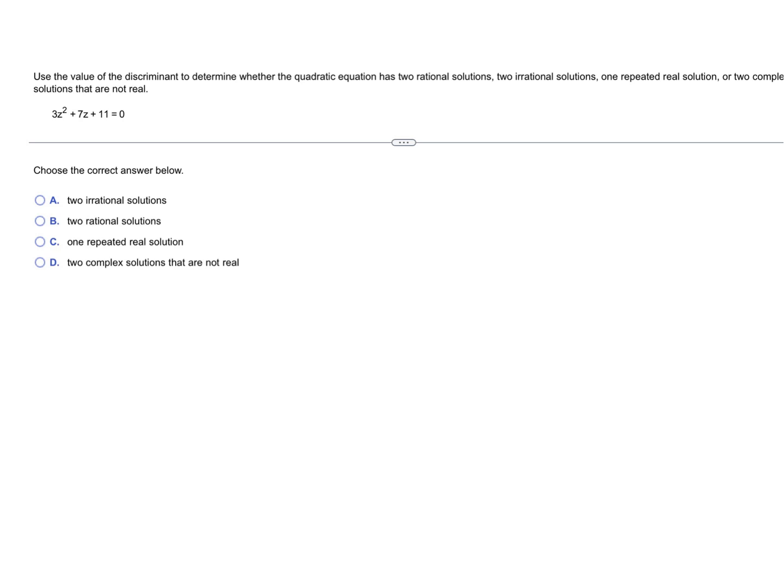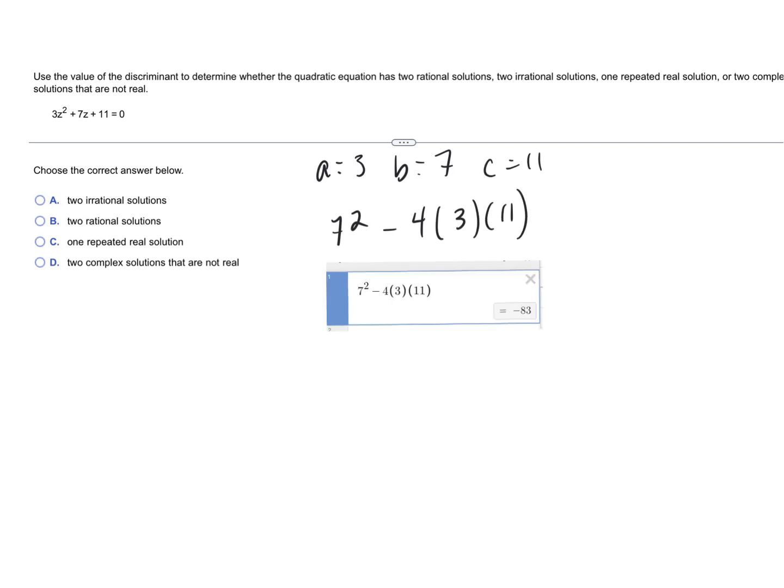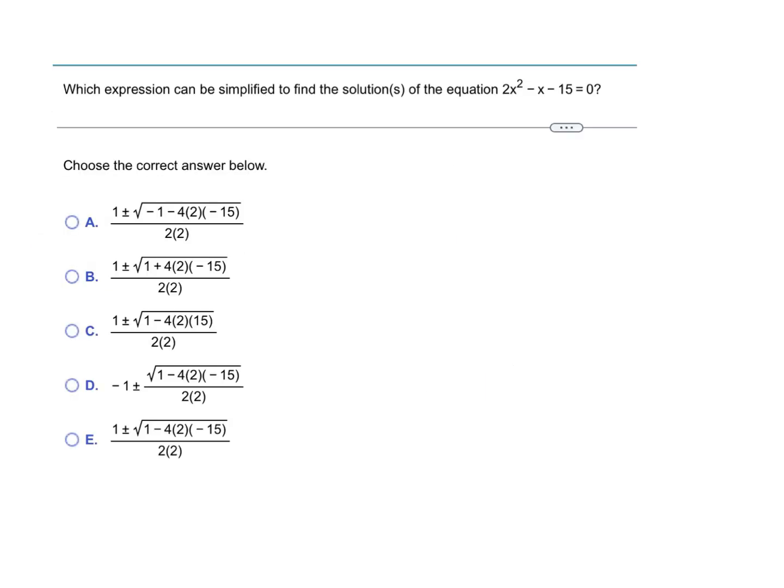All right, so here we go again. We have a is 3, b is 7, and c is 11. So we have 7 squared minus 4 times 3 times 11. That gives us 2 complex solutions that are not real. So that would be this one right here. That's because this is a negative 83, because it is less than 0. That makes it have complex solutions. All right, this one just asks, how do you plug this into the quadratic formula?